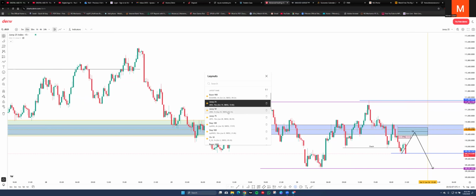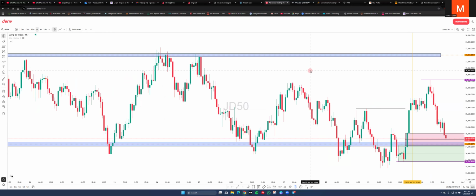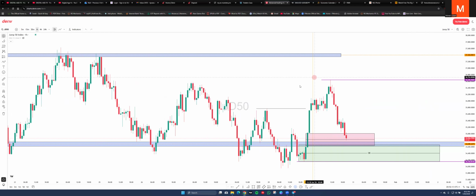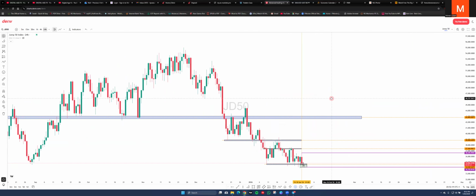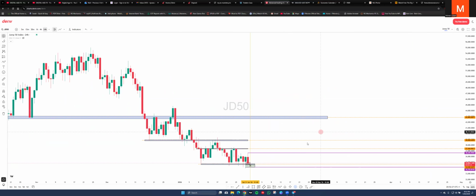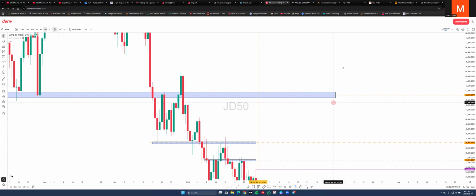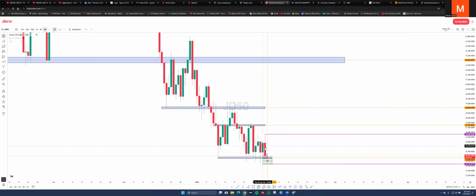All right, next, Jump 50. Yeah, I was looking at this one. Ooh, yeah, it's in the zone. Apparently, Jump 50 is still consolidated around this zone. It's consolidating around this area, right?